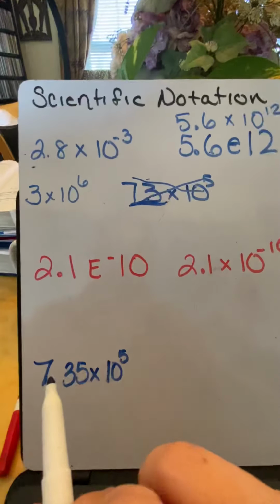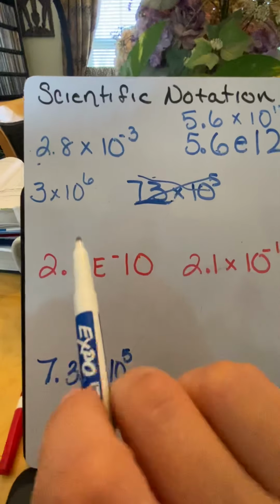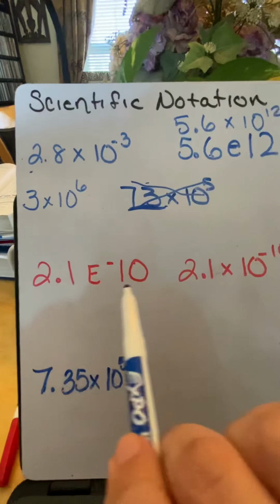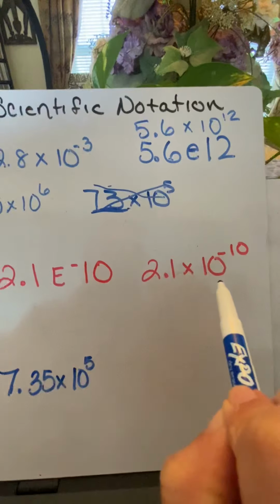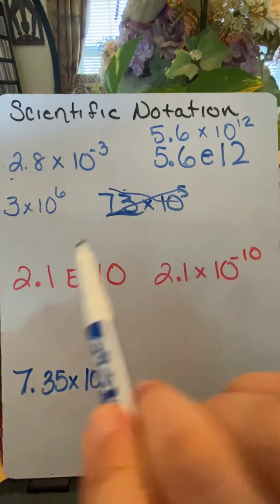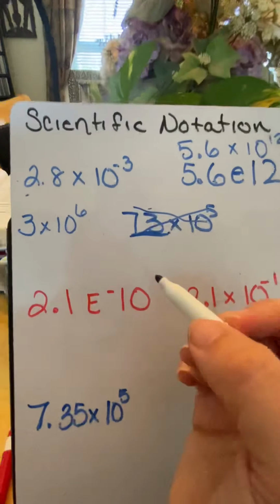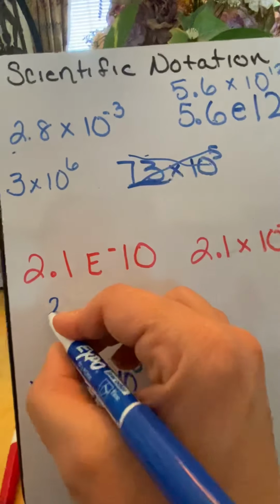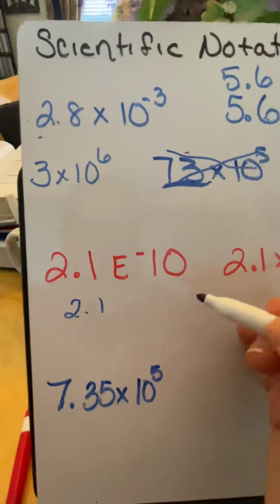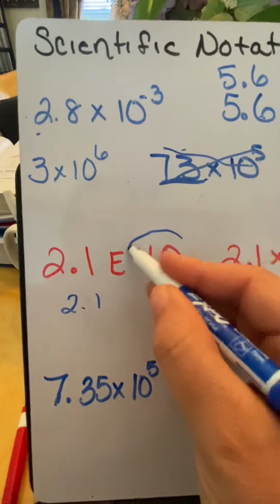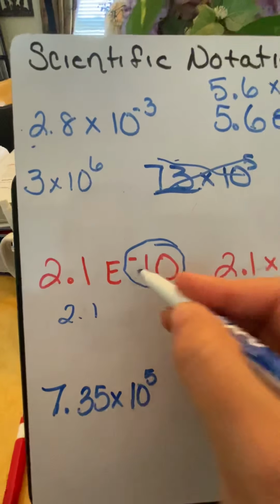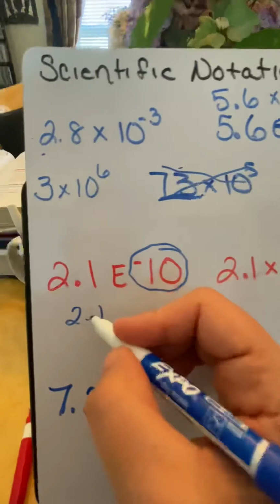Okay, let's get into writing the numbers in scientific notation. So the E, remember, replaces times 10. Okay, so either one of these is the same. Now, what I'm going to do is I'm going to take the 2.1 and I'm simply going to move the decimal 10 times to the left.